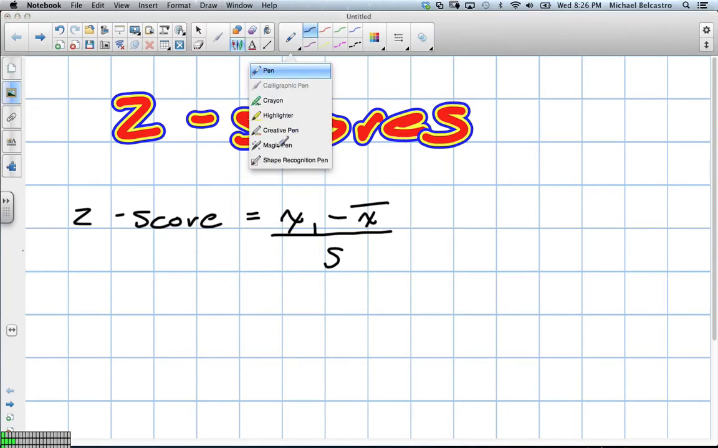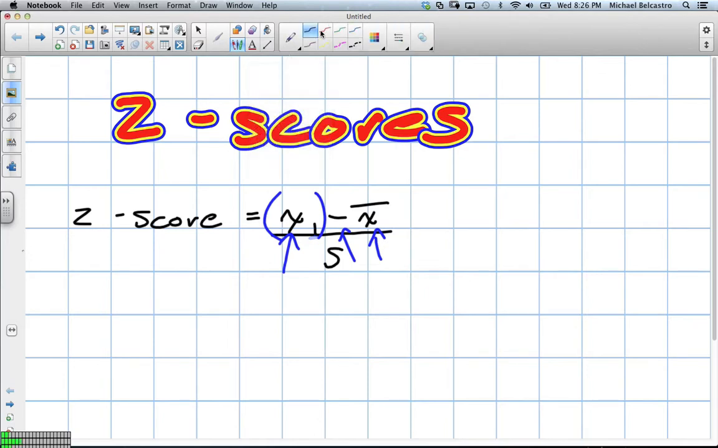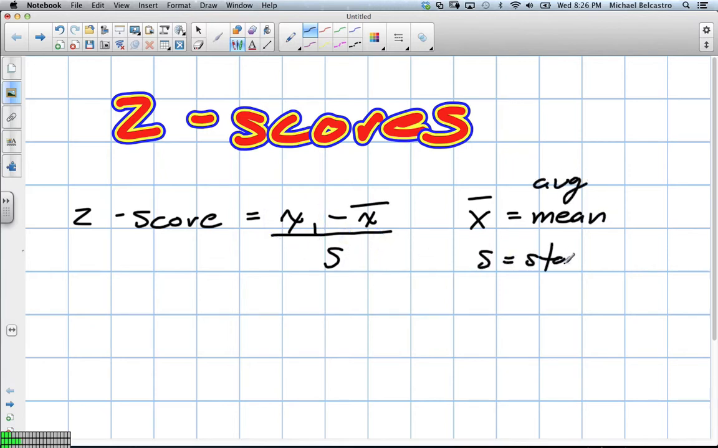Okay, so we're going to go over Z-scores. Now, this is a formula to calculate a Z-score. A Z-score is, if you remember, X sub 1, so it just means your piece of data, subtract X bar, our mean. If you remember, X bar equals the mean, or the average of the data, divided by S. S is our standard deviation. We already talked about how to calculate standard deviation, so now we're at the point where we've calculated our standard deviation.